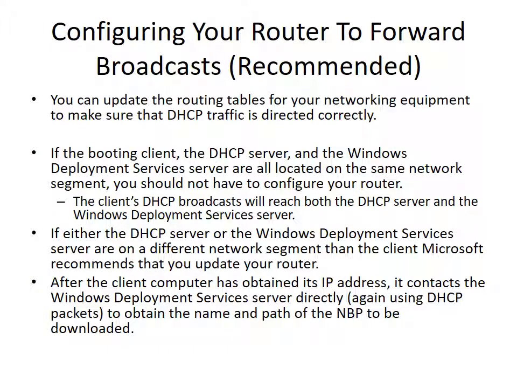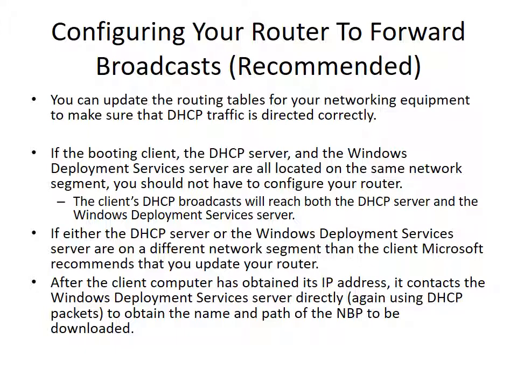If you have a larger network, maybe one with multiple subnets and routers, you can update the routing tables in your routers or networking equipment to make sure that DHCP traffic is directed correctly. This basically means that if you need to use WDS on more than one network, you're able to. So you would use your router to forward these specific types of DHCP requests.